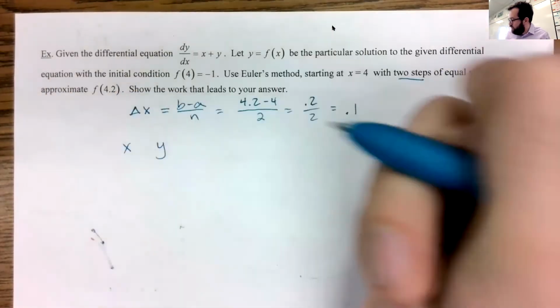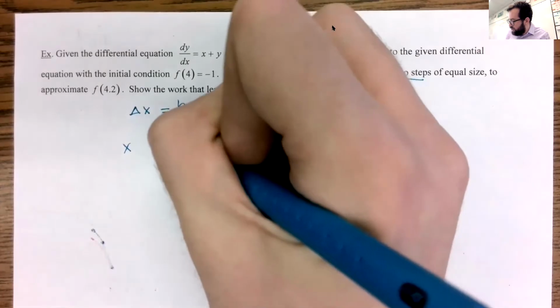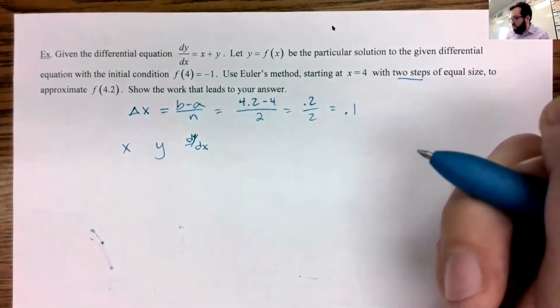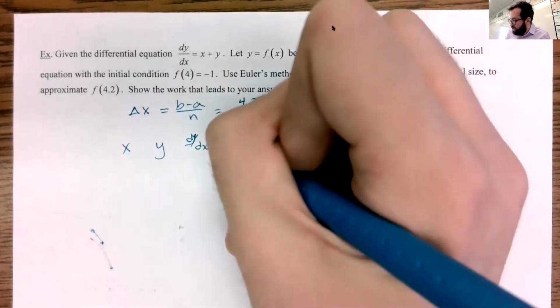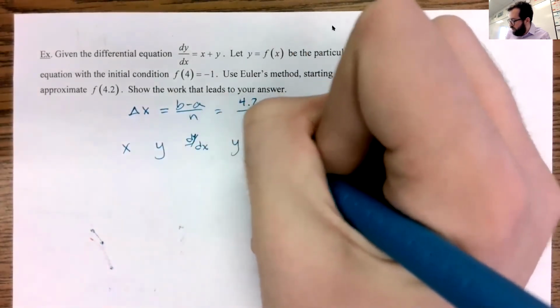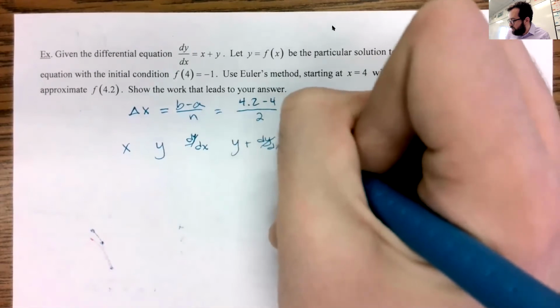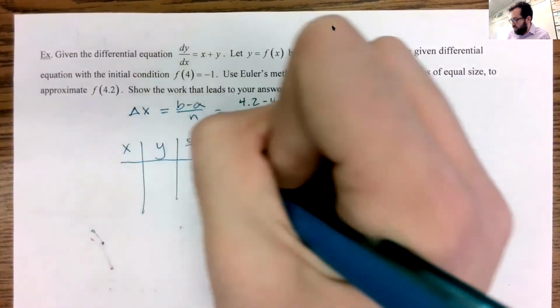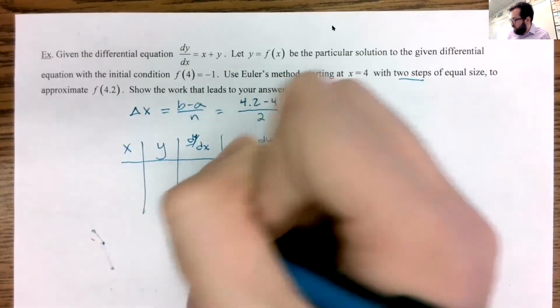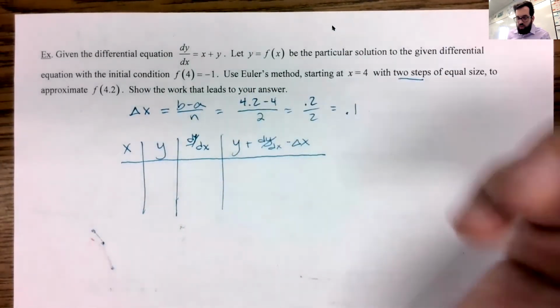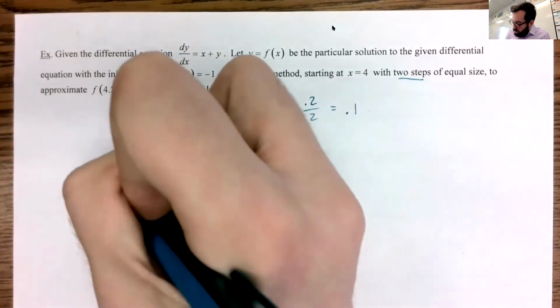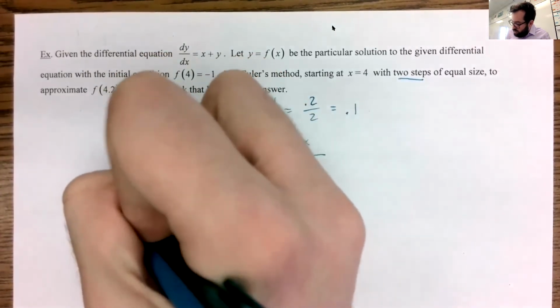So let's make our chart. The top is always the same: x, y, dy/dx, and y plus dy/dx times delta x. So this time we're starting at x equals 4. We're using 2 steps of 0.1. So it's going to go from 4 to 4.1 to 4.2.